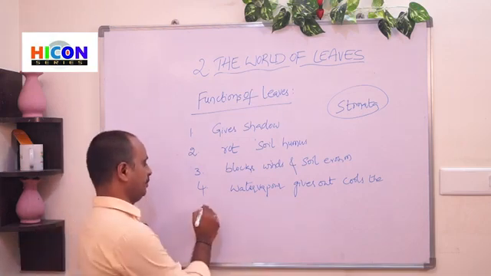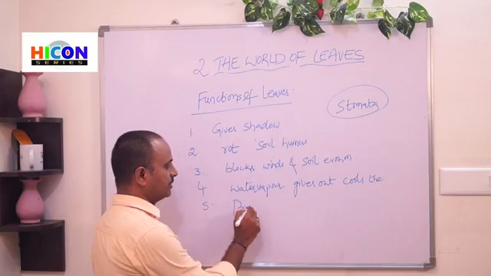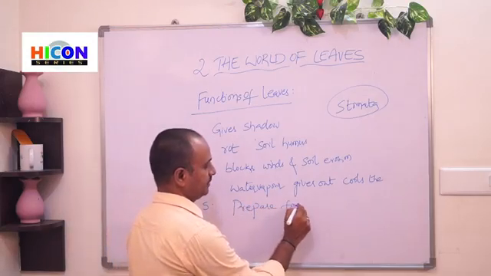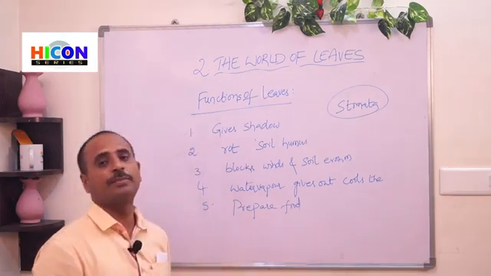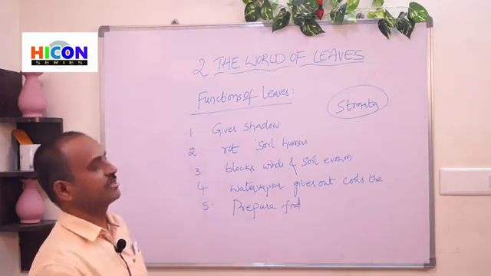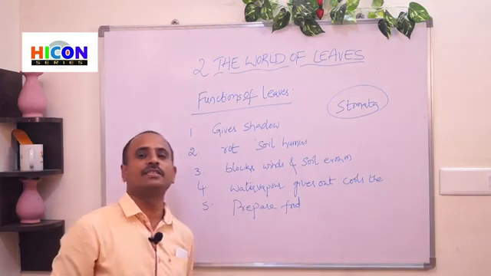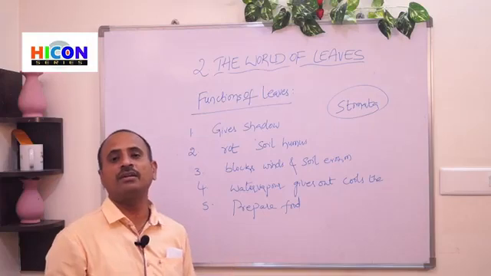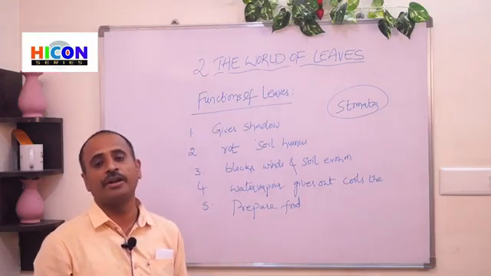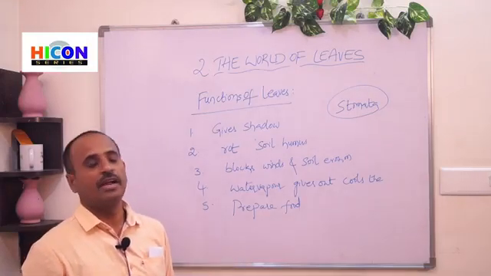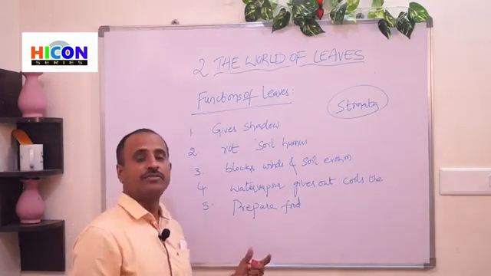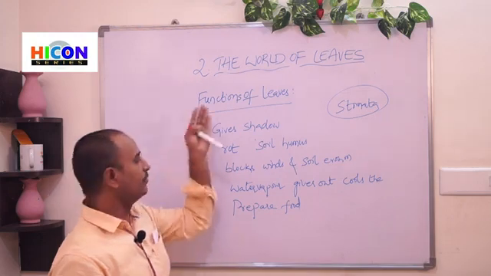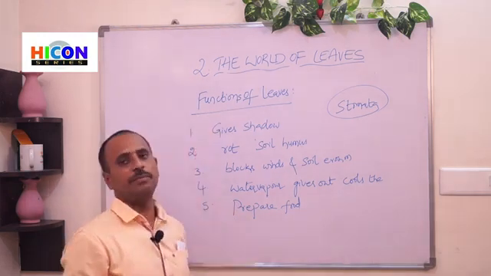And another important function is that the leaves prepare food for the plant. By the process of photosynthesis, that means in the presence of sunlight, these leaves mix the water, minerals and carbon dioxide and prepare the food which is called glucose. So the important function of the leaves is to prepare food for the plant.